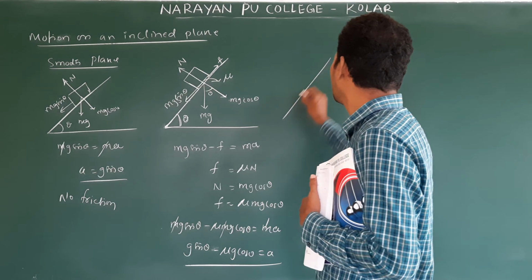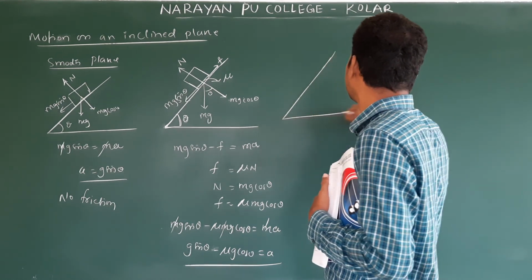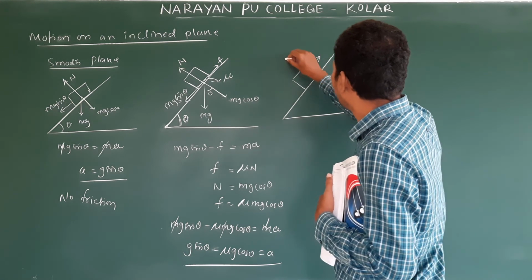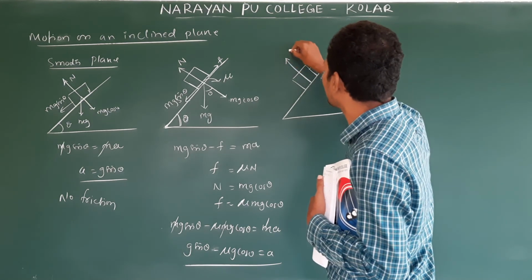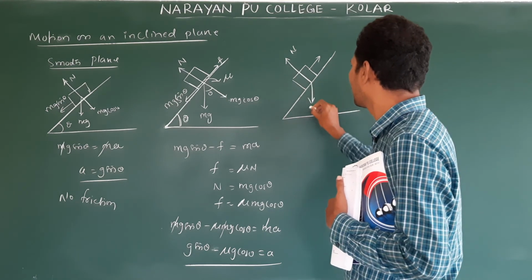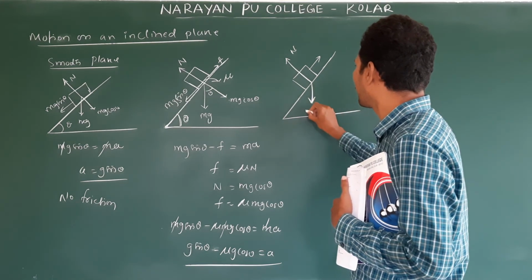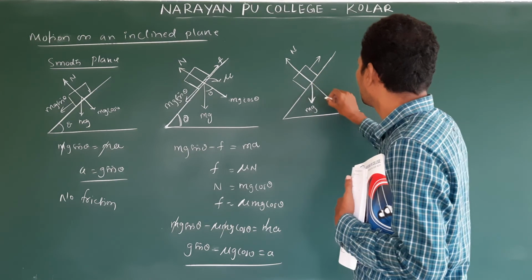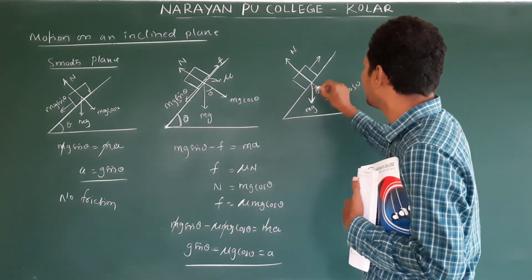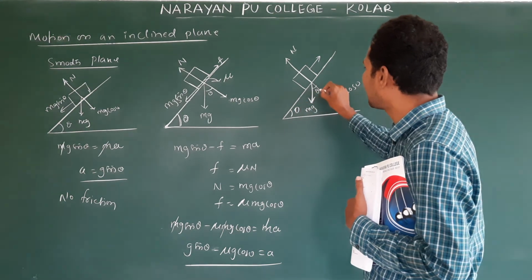Now, if the object moves up the plane, now it is moving up. Again, there is no change in the forces. I mean, this is in three directions. This common force is mg. This is mg cos theta. This angle is theta. When this angle is theta, this angle will be theta.